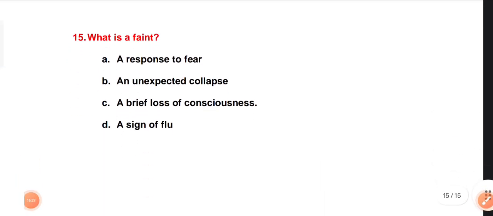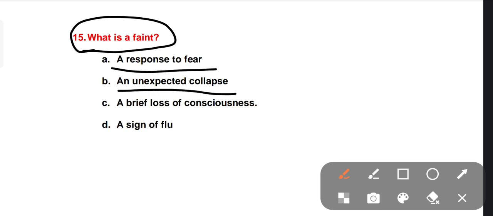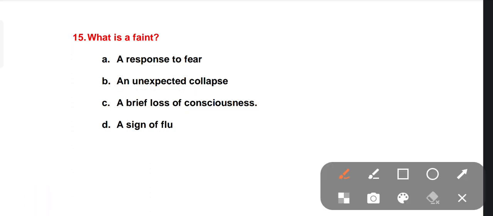The last question is, what is faint? Commonly we hear that some patients are feeling faint. So what is the meaning of faint? Options are: a response to fear, an unexpected collapse, a brief loss of consciousness, or a sign of flu. So what is the right option? Option C is the right one.